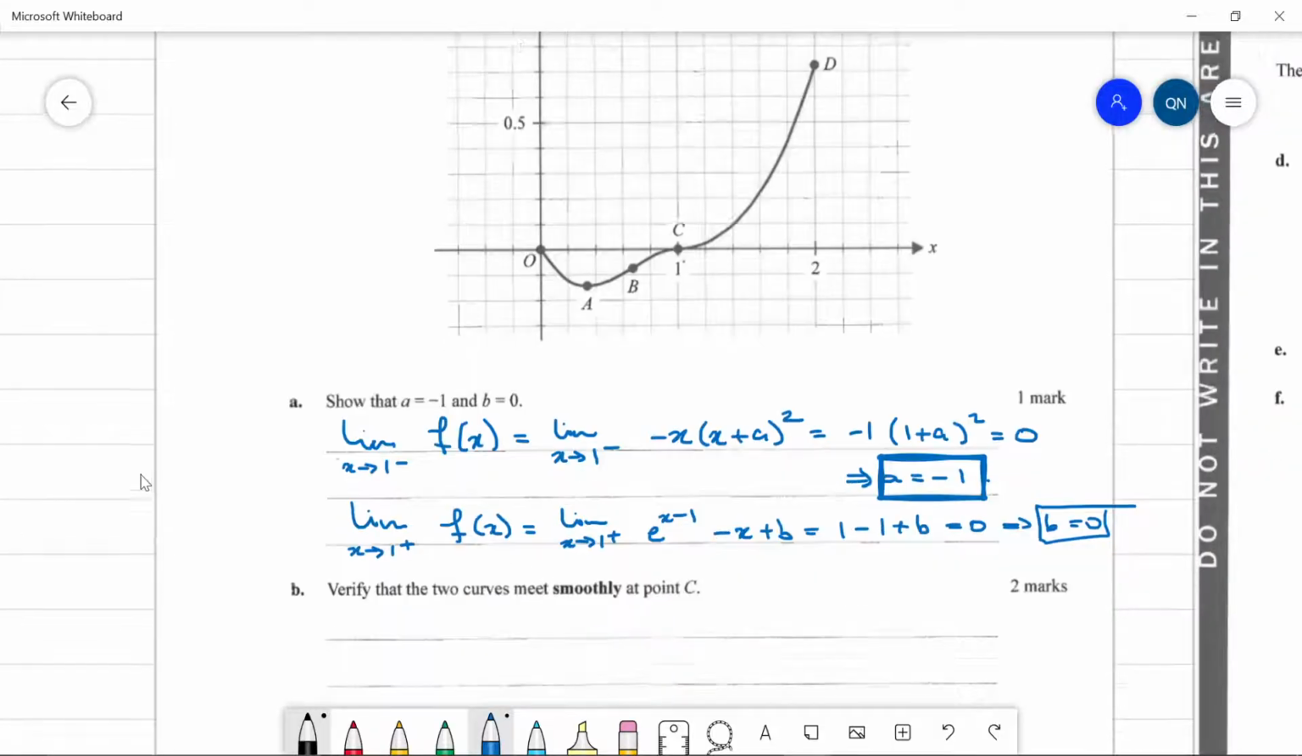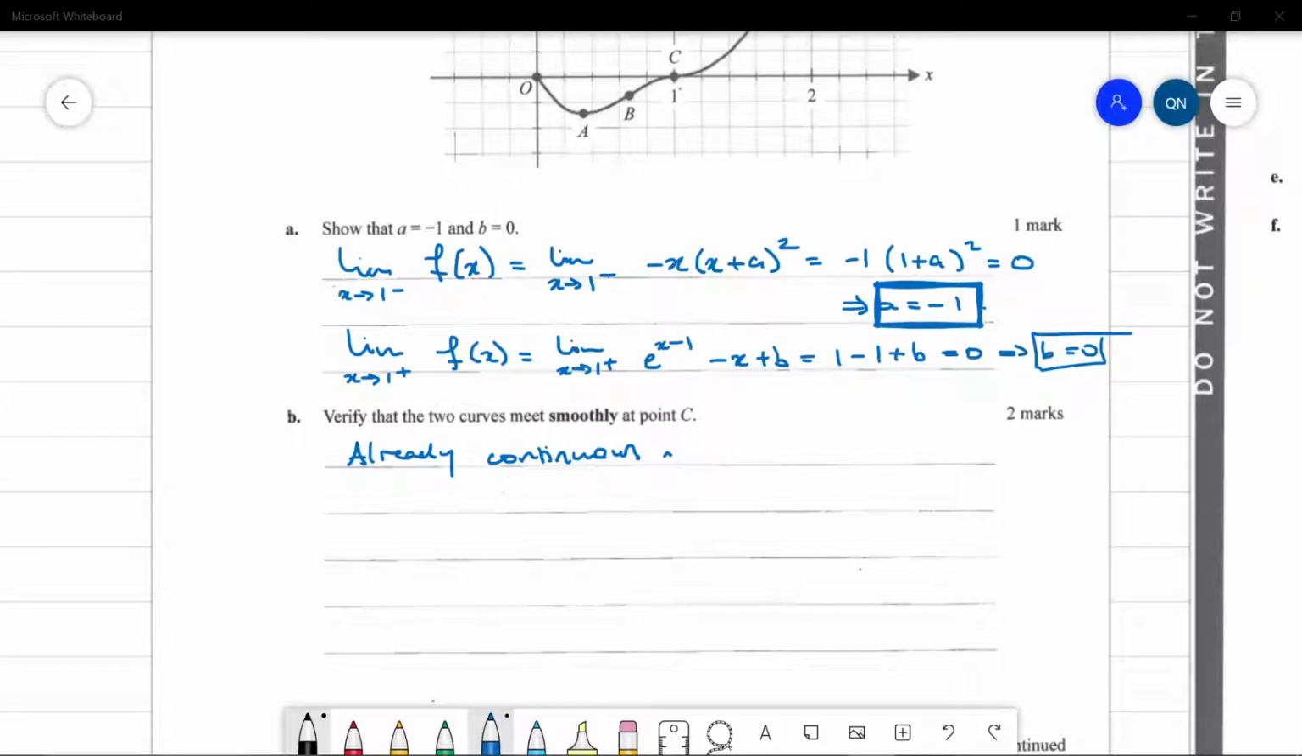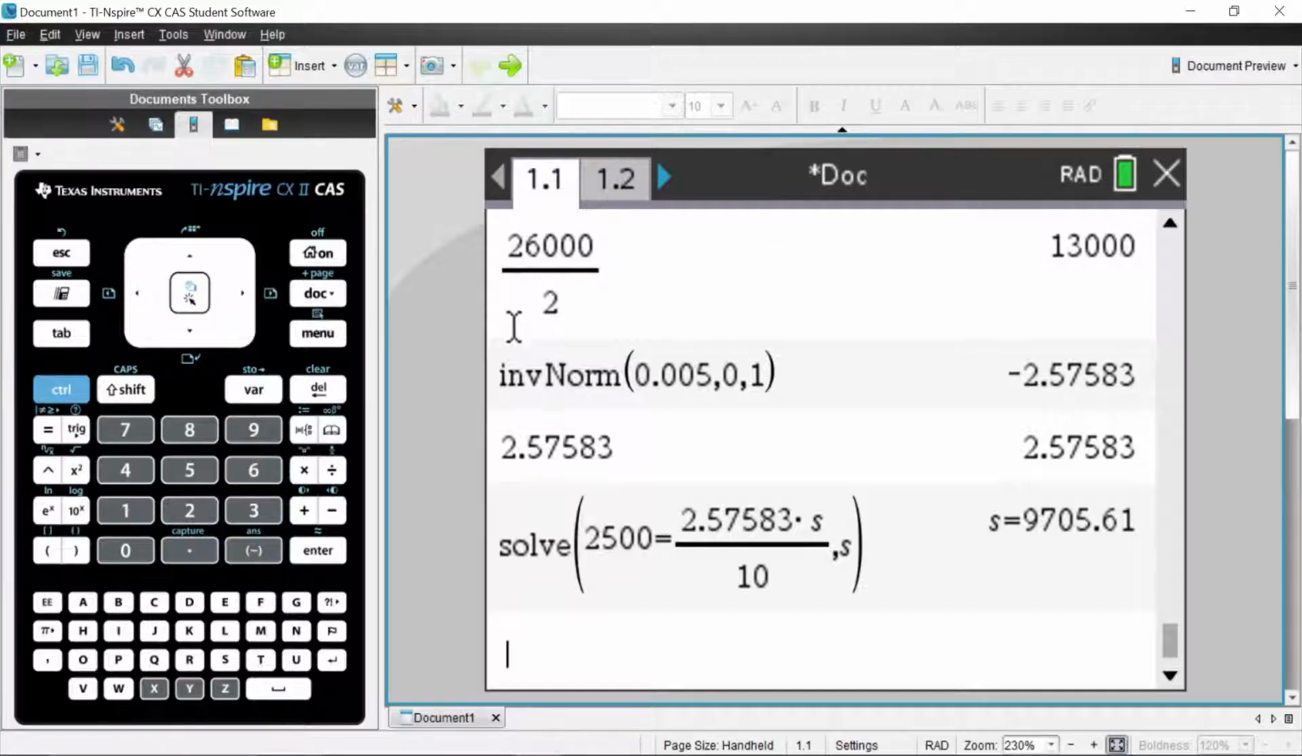Okay, so part B, verify that the two curves meet smoothly at point C. We already know that it's continuous at point C. So we just need to check that the derivatives match when x equals 1. So let's define the functions on the CAS. That's probably a good thing to do.